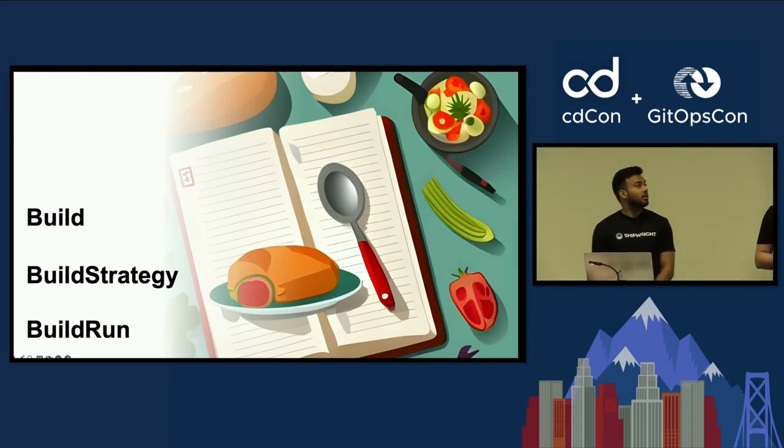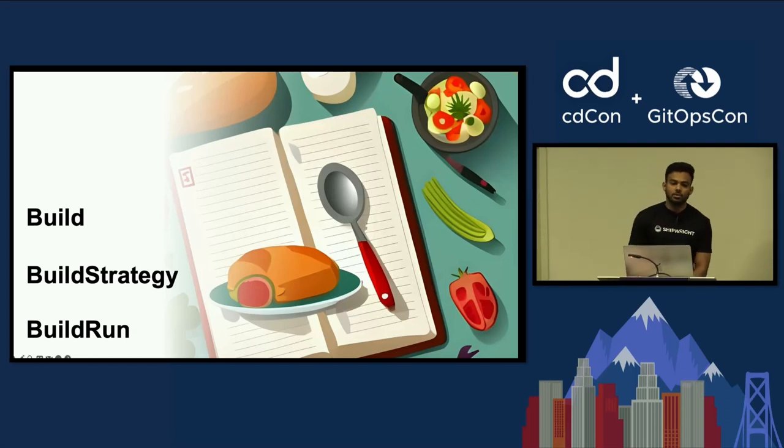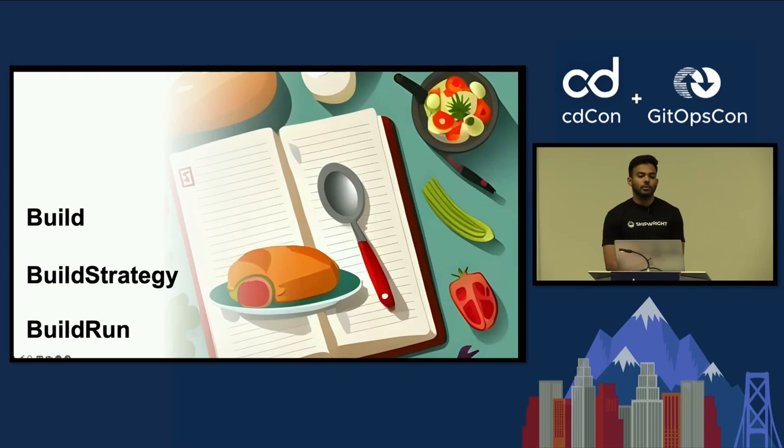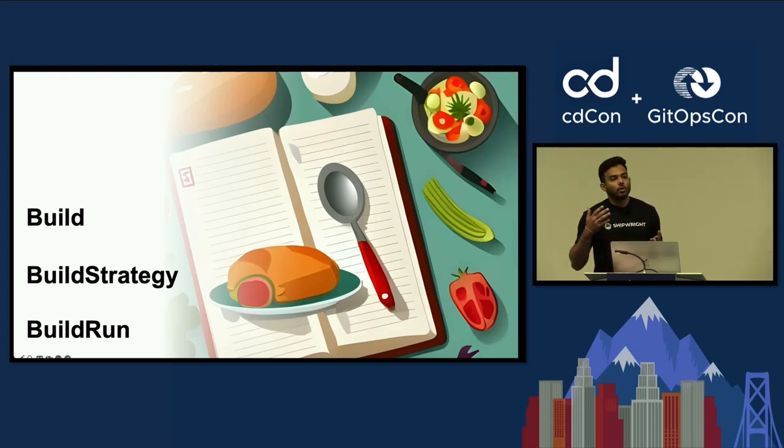So yeah, in Shipwright there are a few core concepts which we would like to explain first. These are builds, build strategies, and build run. So build is what you want us to build for you. Here you can specify where we can get the source code from, or you can also provide the source code from your local machine.